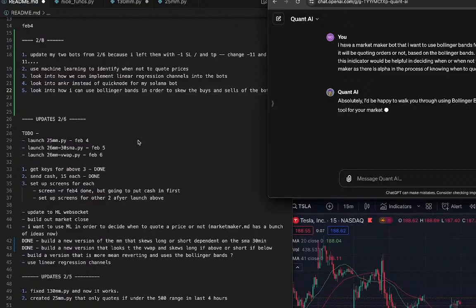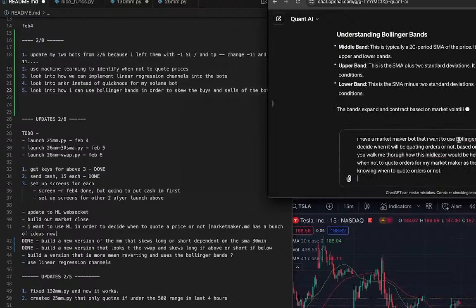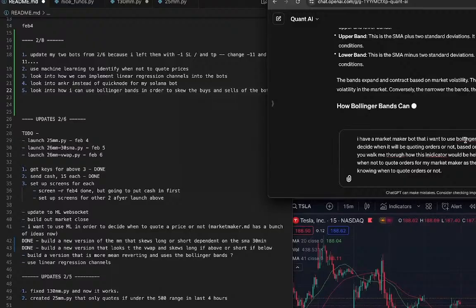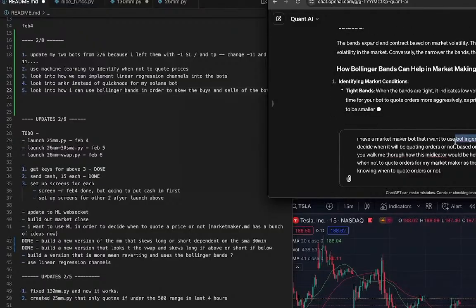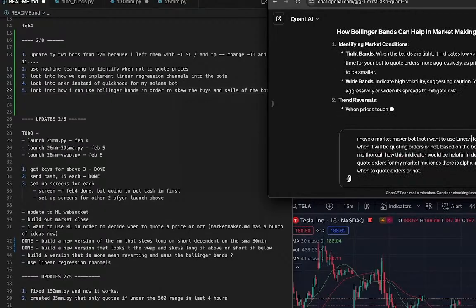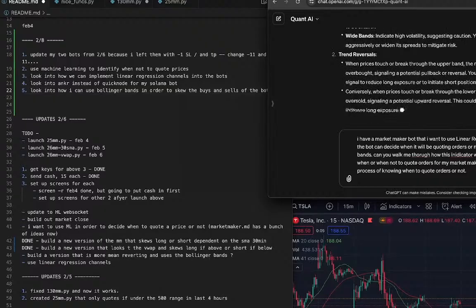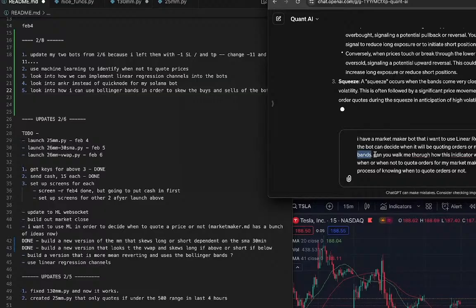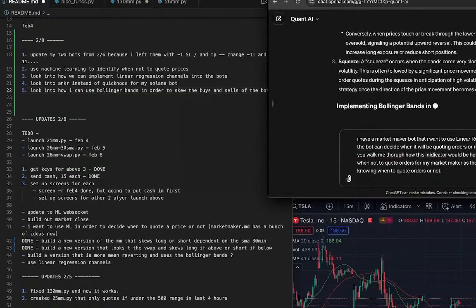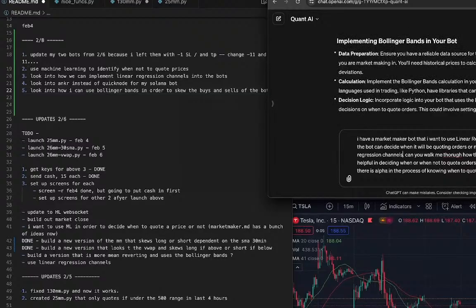We'll ask that, and then I actually want to ask the same here. I have a market maker bot and I want to use linear regression, called, yeah, linear regression channels, based on the linear regression channel. And if you have any questions, throw them in the chat.